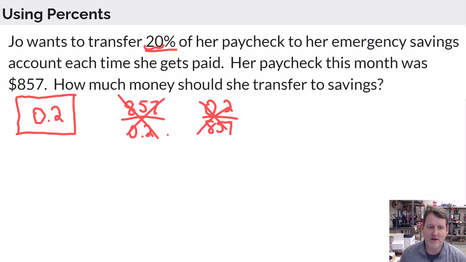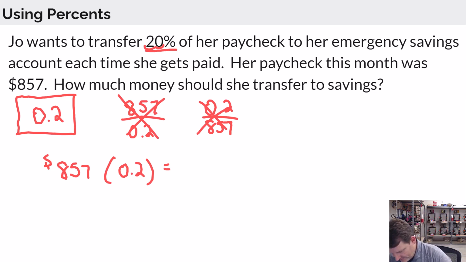So the only thing we haven't tried is multiplying. Let's try that real quick. 857 times 0.2. Let's see what that ends up being. 857 times 0.2 is equal to 171.4. Ooh, that's interesting. 171.4. And it's a dollar amount we're looking for. That seemed like a reasonable number. 20% isn't a huge amount, but it's a good size. It's a good chunk. I bet this is the right way.